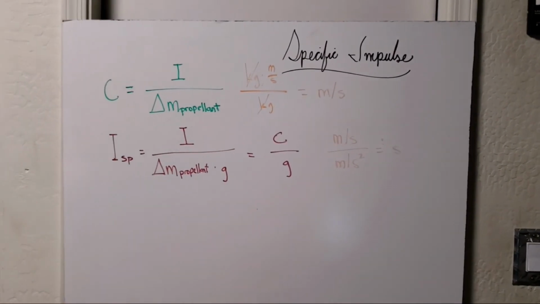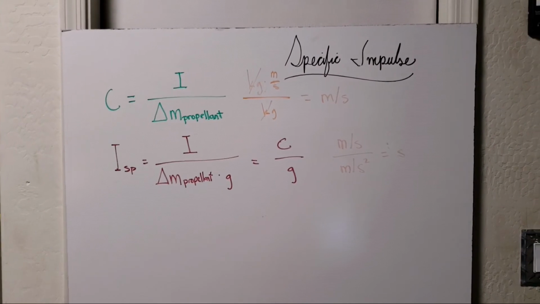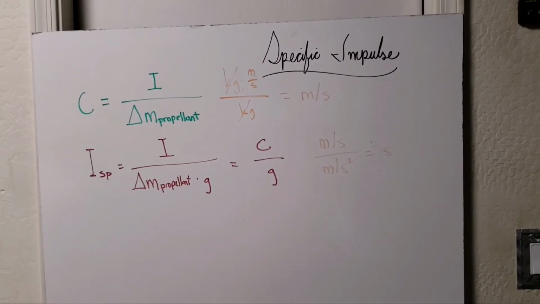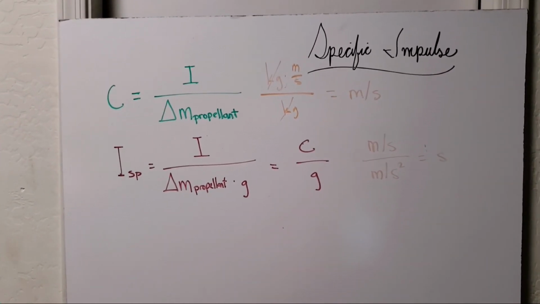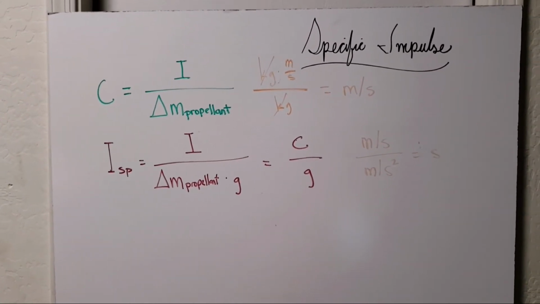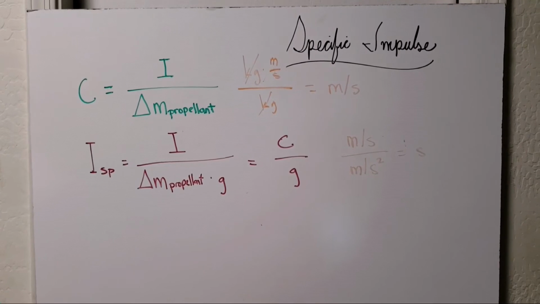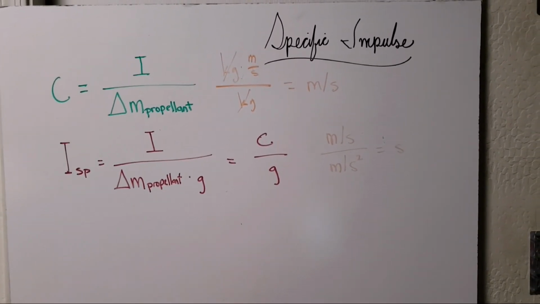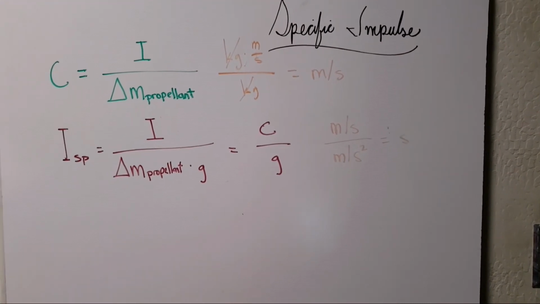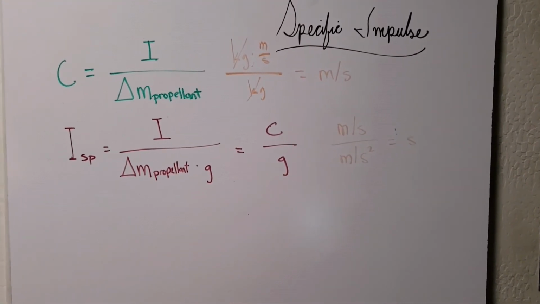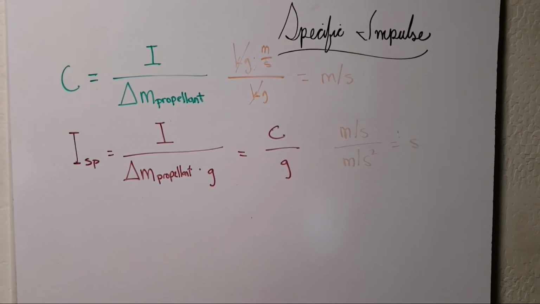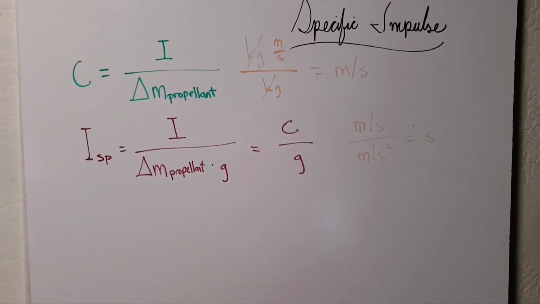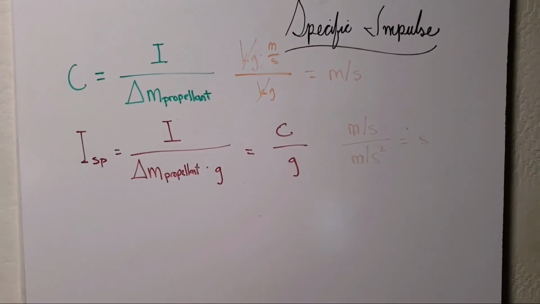So here I just rewrote the equation for C, and I also included the units so that you can see that C is a velocity. If you look at the unit cancellation, it just simply comes out to meters per second. We all know that's velocity. Now, ISP is going to be the new parameter that we're introducing right now.